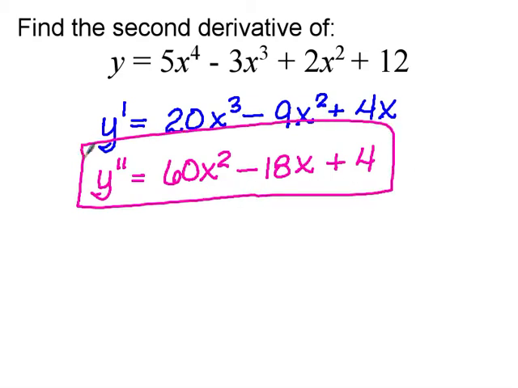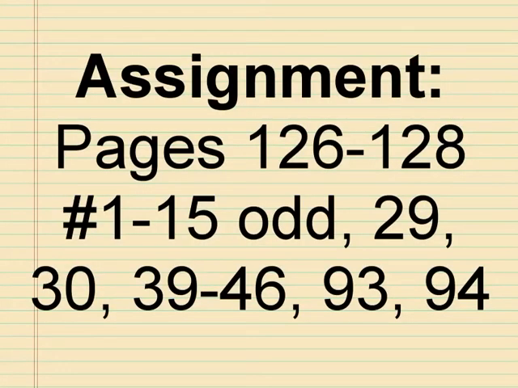Okay. So now you should be able to finish your assignment. Remember from yesterday, your assignment is on pages 126 through 128, 1 through 15 the odd, 29, 30, 39 through 46, 93, and 94. Probably have a short quiz tomorrow over product rule, quotient rule. We'll throw some of those on there. Okay. So that is the plan. We are going on to the chain rule tomorrow as well.